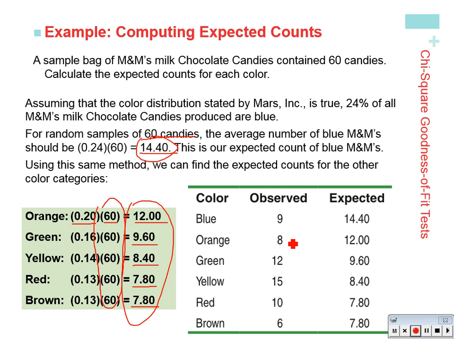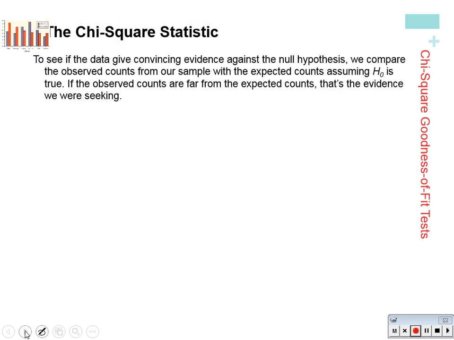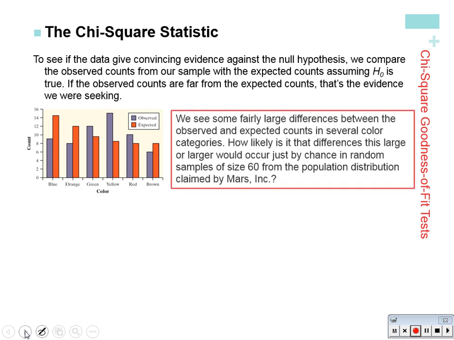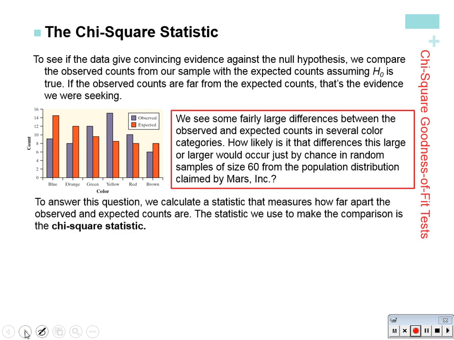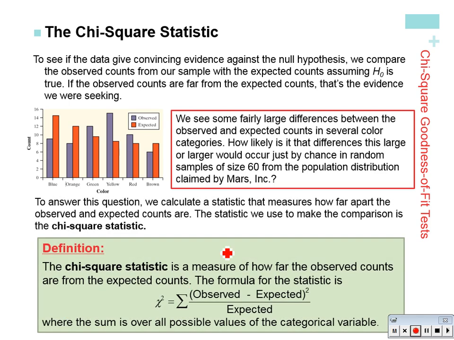So this is a side-by-side comparison of what we observed in the bag of 60 M&Ms versus what we would expect to get in the bag of 60 based on the percentages that are given. What we're looking at is comparing each of the colors individually, but we're also trying to measure the differences collectively. So if we're talking about computing what's called a chi-square statistic, this is the formula that you use to do that.